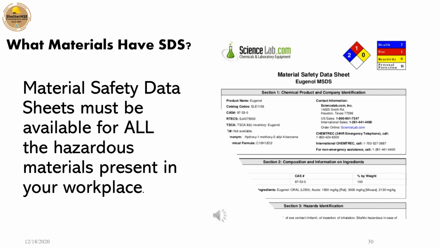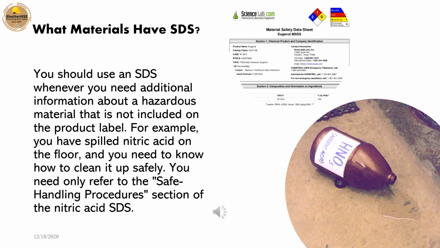Material safety data sheets must be available for all the hazardous materials present in your workplace. You should use an SDS whenever you need additional information about a hazardous material that is not included on the product label. For example, you have spilled nitric acid on the floor, and you need to know how to clean it up safely. You need only refer to the Safe Handling Procedures section of the nitric acid MSDS.